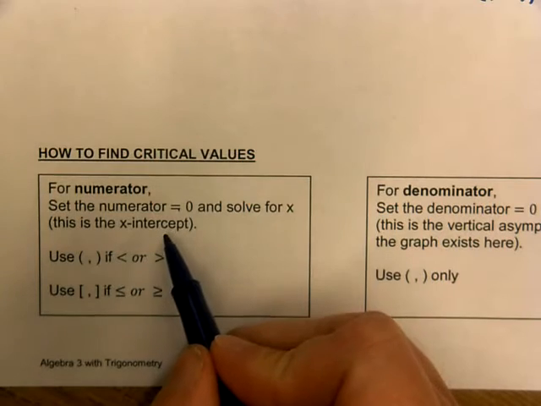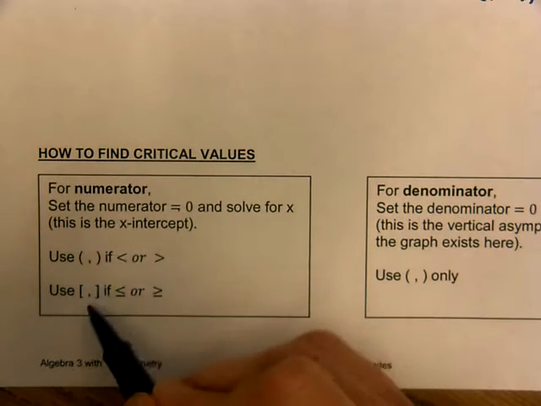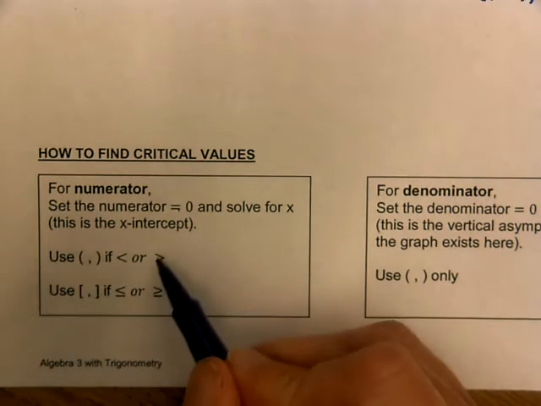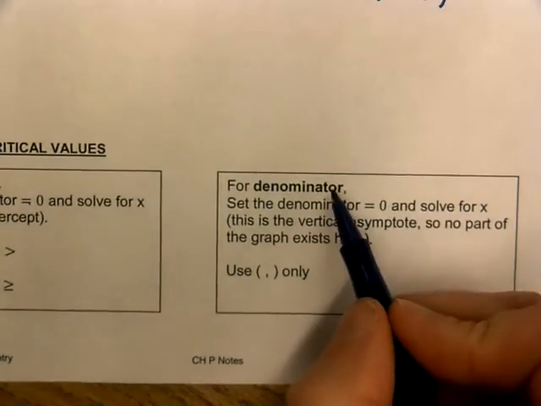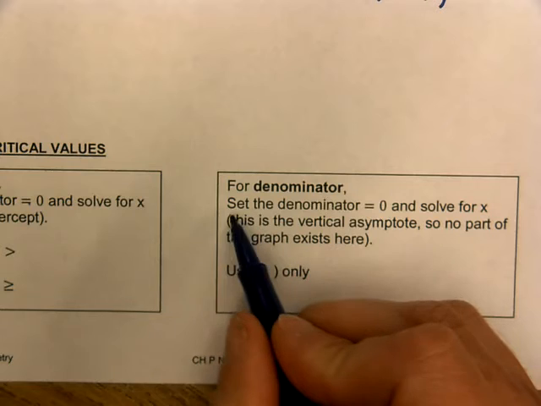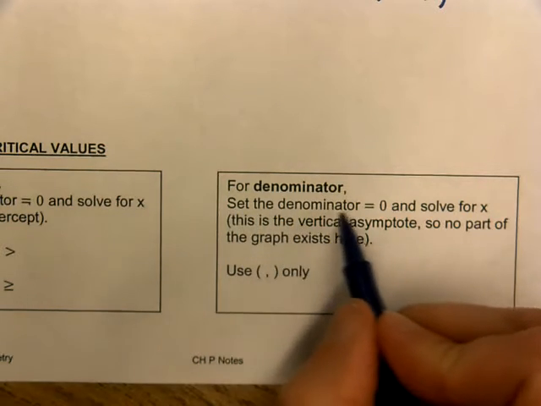And what this is really doing is this number is not a random number, but it's representing the x-intercept of that graph. And then we'll have to pick the right brackets to use depending on the inequality symbol that we have. Now the denominator is also going to provide a critical value. You want to set the denominator equal to 0.